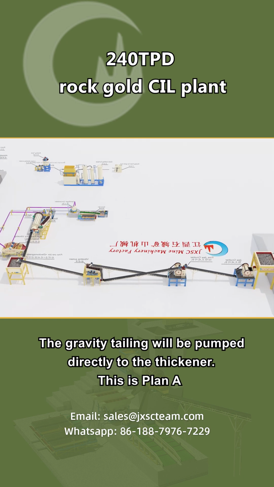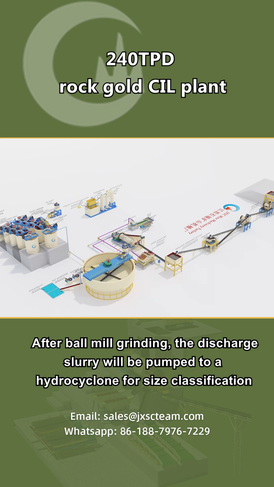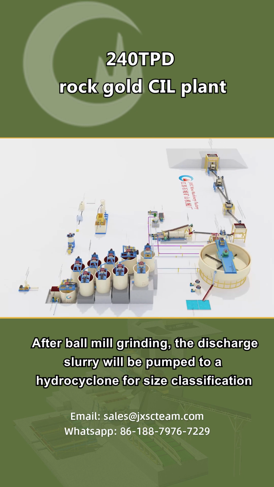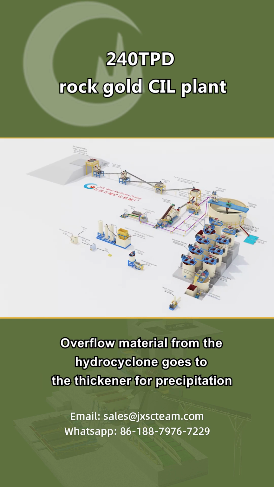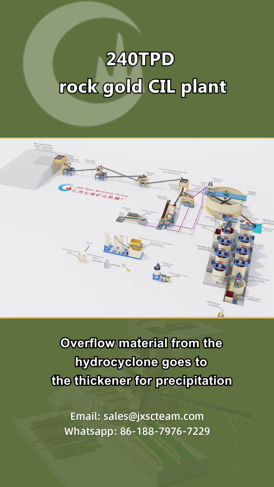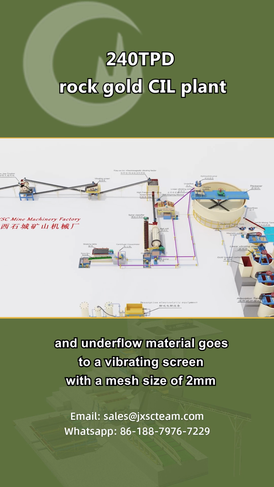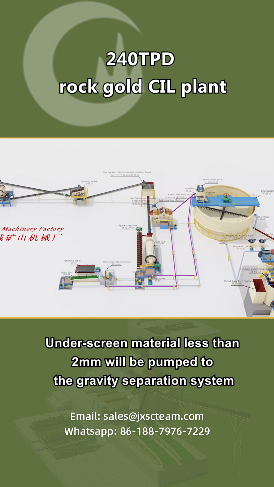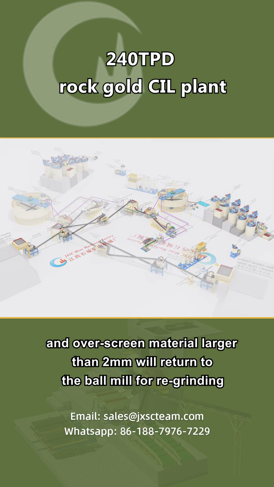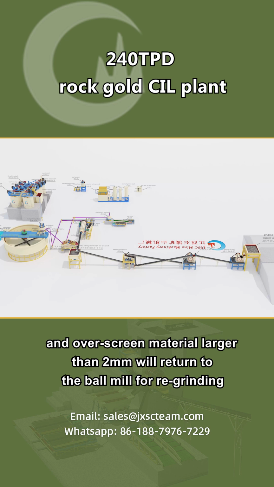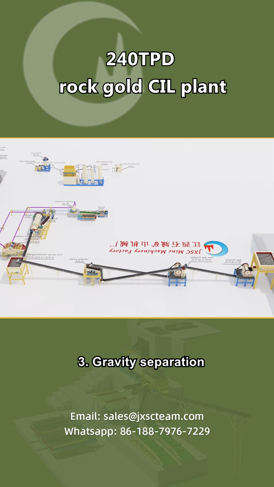This is Plan A. There is another size classification option. After ball mill grinding, the discharged slurry will be pumped to a hydrocyclone for size classification. Overflow material from the hydrocyclone goes to the thickener for precipitation, and underflow material goes to a vibrating screen with a mesh size of 2 millimeters. Underscreen material less than 2 millimeters will be pumped to the gravity separation system, and overscreen material larger than 2 millimeters will return to the ball mill for regrinding. This is Plan B.